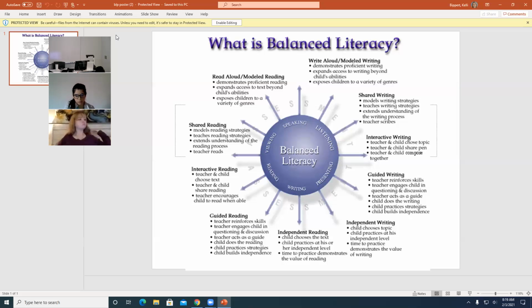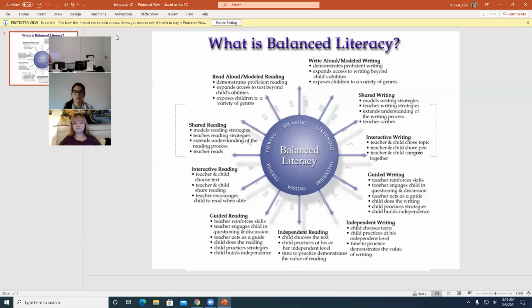Interactive writing and shared reading. Those kind of, well, here's shared writing and shared reading. Those kind of go together. It models reading strategies, teaches reading strategies, extends understanding of the reading process, and the teacher reads with the kids. Up here, the same kind of idea. There's shared writing. We're building a story together.